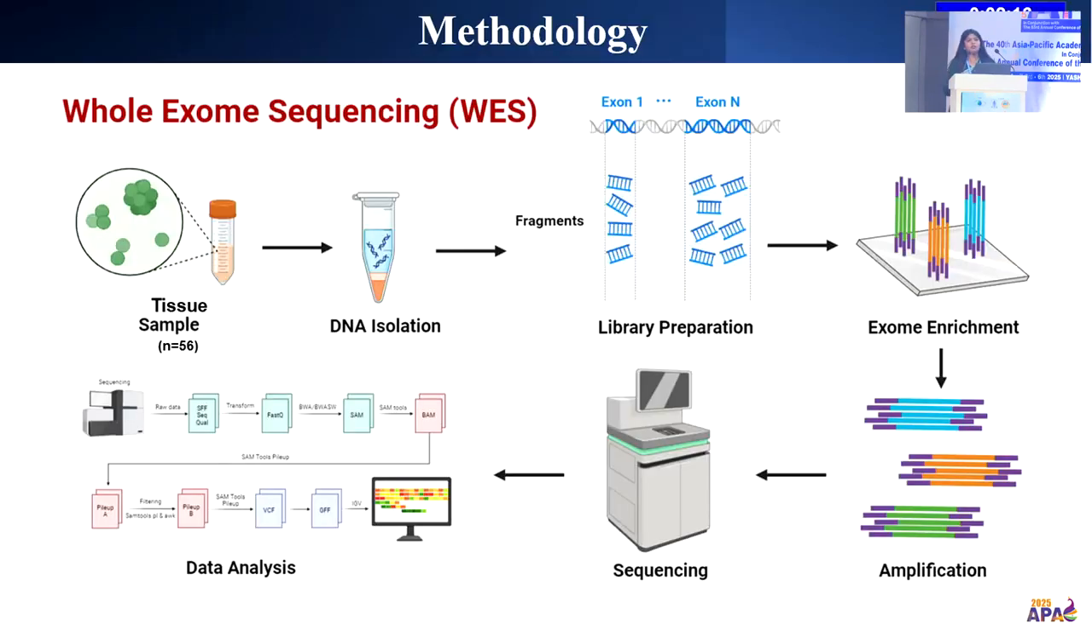This is the methodology in which we have taken tissue samples. The number of patients was 56. We isolated the DNA, made the library, and then did the exome enrichment to amplify our gene mutations, and then we went for the Illumina sequencer. And then we analyzed our mutations in secondary and tertiary analysis.